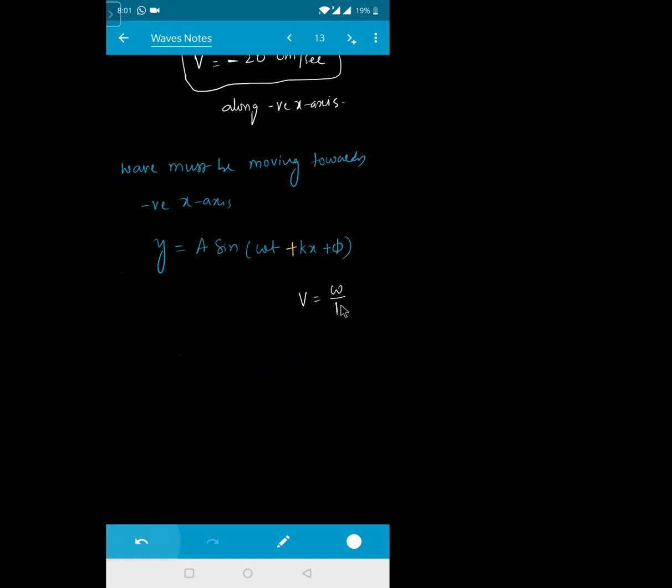V is equal to how much? Omega by K. So V is equal to omega by K. The K value is equal to 2 pi by lambda. So V is equal to omega into lambda divided by 2 pi. So what is the lambda?